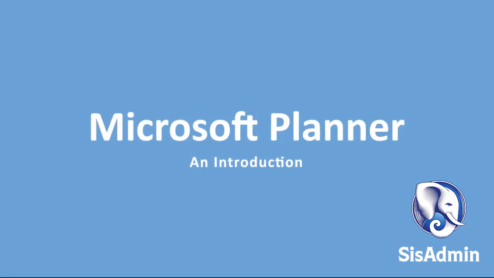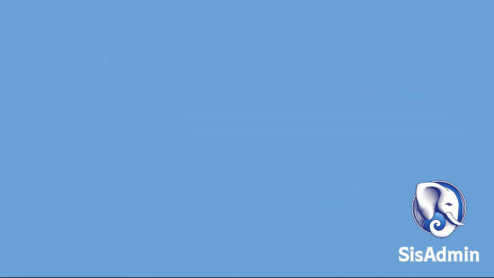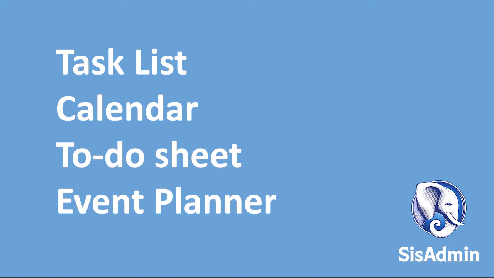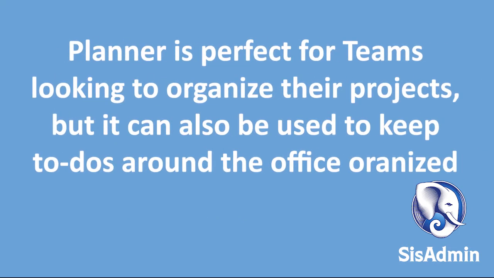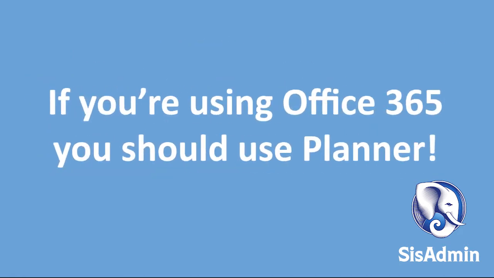In this video, we will share with you some tips and tricks for using Microsoft Planner, an application that is great for organizing your team by assigning tasks and having a place where to-dos are laid out in a transparent, easy-to-comprehend table. Planner is a combination of a task list, calendar, to-do sheet, and event planner. It can be utilized for events or to-dos around the office and is great for teams that need to organize projects, meetings, and collaborations. If you are using Office 365, then you should be using Planner.